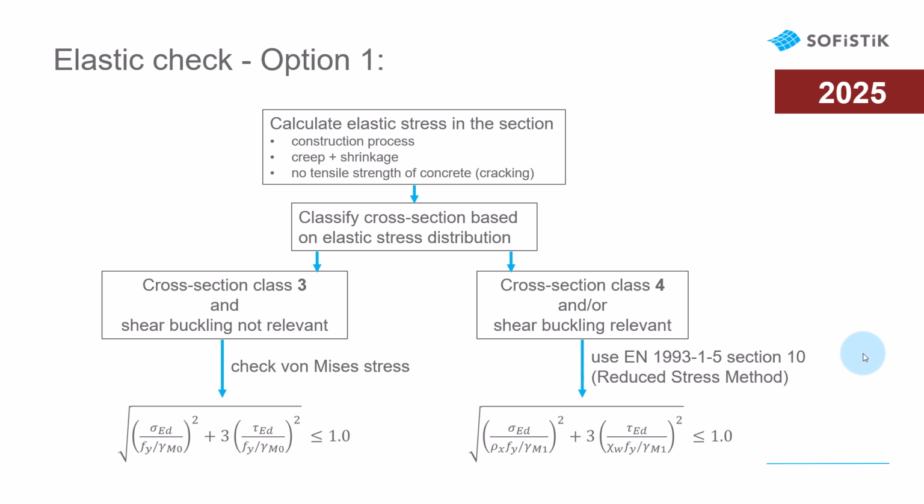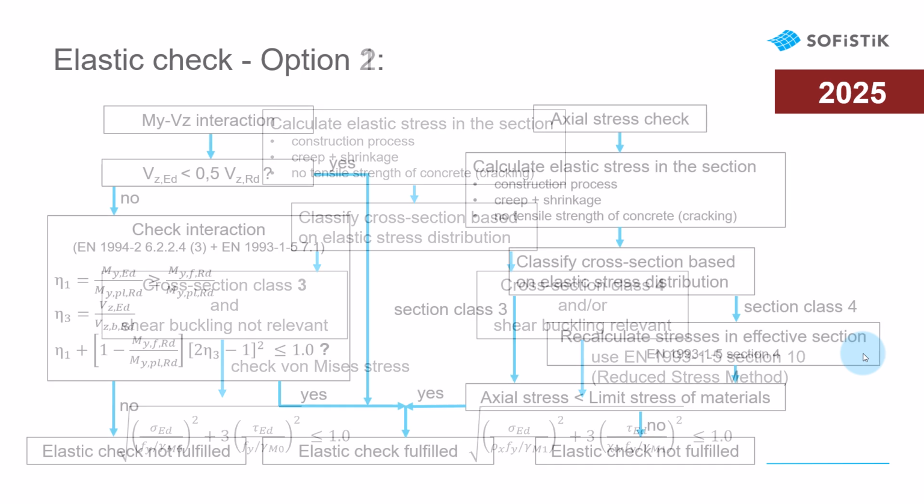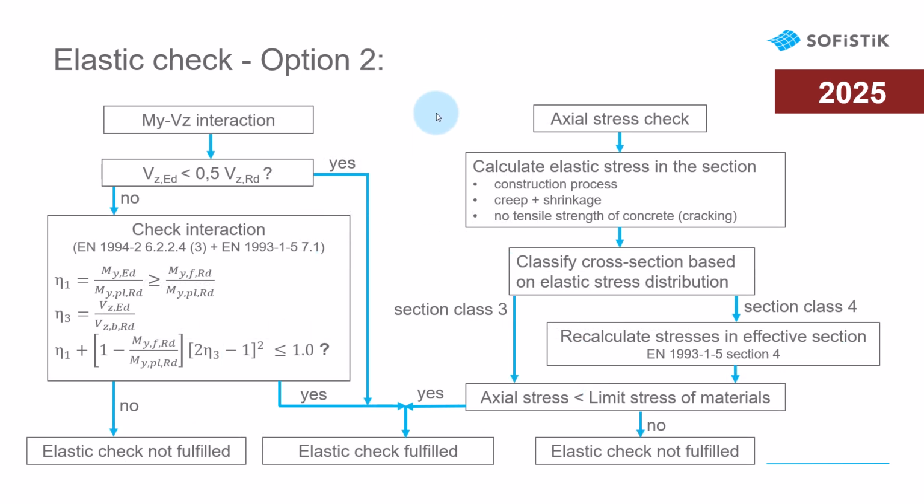The second option for the elastic check handles this interaction differently. Here, the check has two parts. First, the interaction between bending and shear is checked. If the utilization of the shear resistance is below 50%, the interaction is not relevant, so this check is directly fulfilled. Otherwise, it has to be checked explicitly. This is done with the corresponding interaction formula from Eurocode 3.